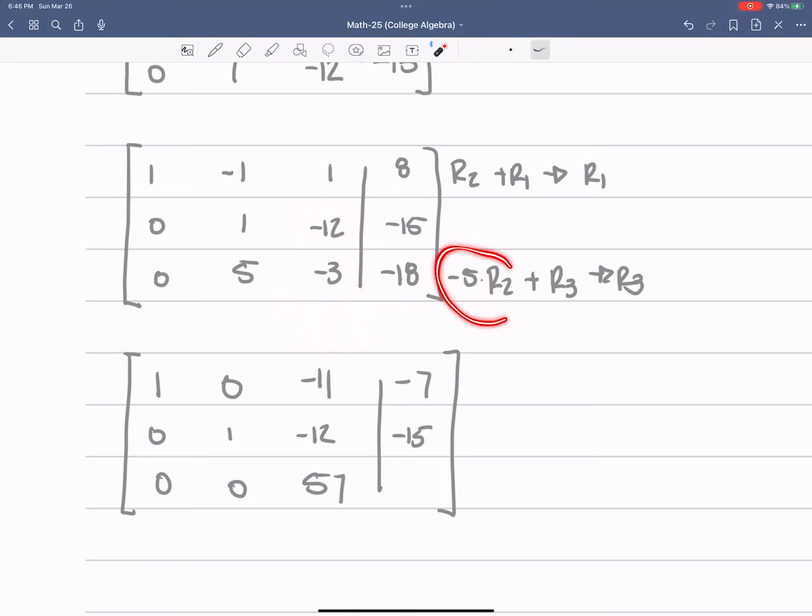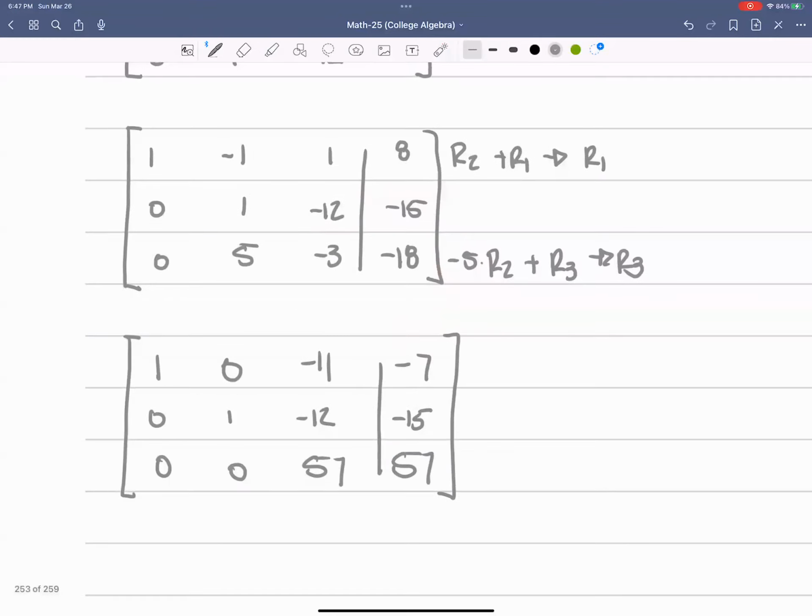And -5 times row 2. So 15 times 5. That's 25, 75. So 75 minus 18, it's going to be another 57. Yep. 57. All right, so 57.